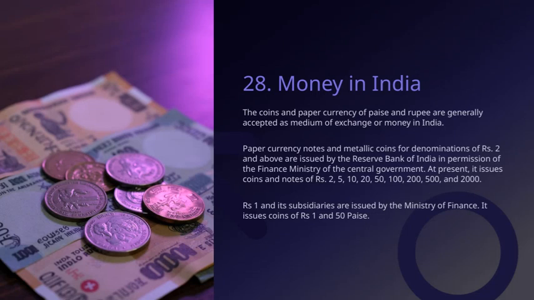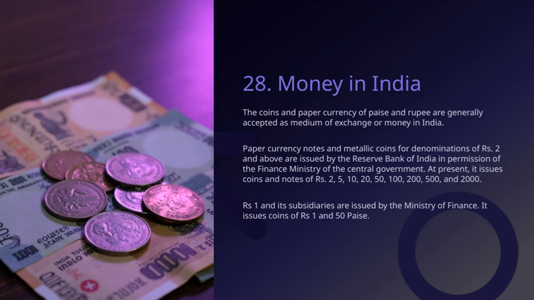Re 1 and its subsidiaries are issued by the Ministry of Finance. It issues coins of Re 1 and 50 paisa. Paper currency notes and metallic coins for denominations of Rs 2 and above are issued by the Reserve Bank of India, with the permission of the Finance Ministry of the central government.